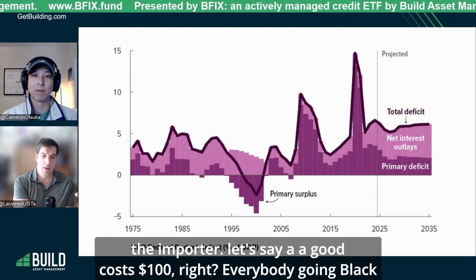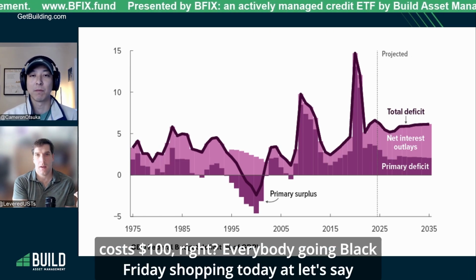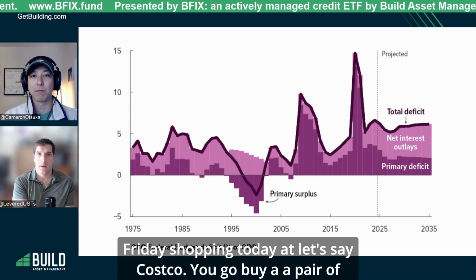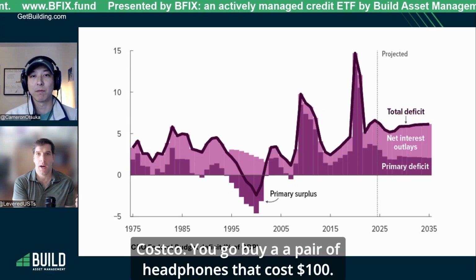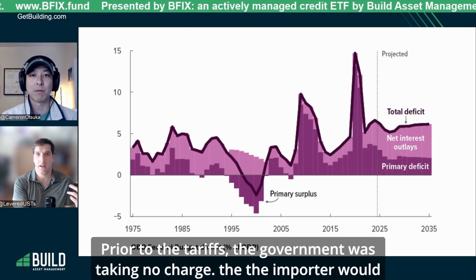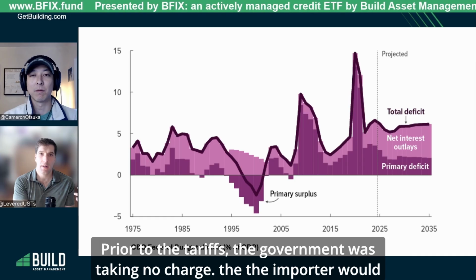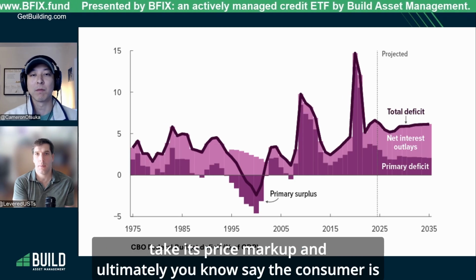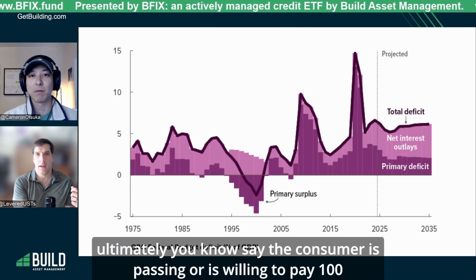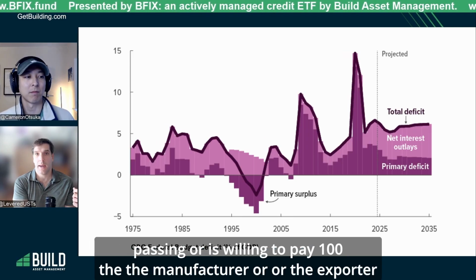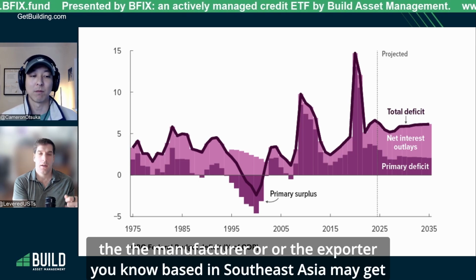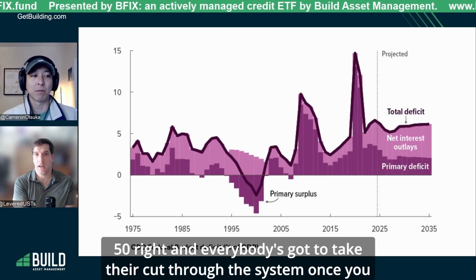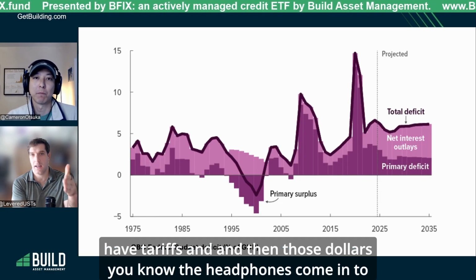You put a tariff on the importer. Let's say a good costs $100, right? Everybody going Black Friday shopping today at, let's say, Costco. You go buy a pair of headphones that cost $100. Prior to the tariffs, the government was taking no charge. The importer would take its price markup, and ultimately, say the consumer is willing to pay 100. The manufacturer or the exporter, based in Southeast Asia, may get 50, right? And everybody's got to take their cut through the system.